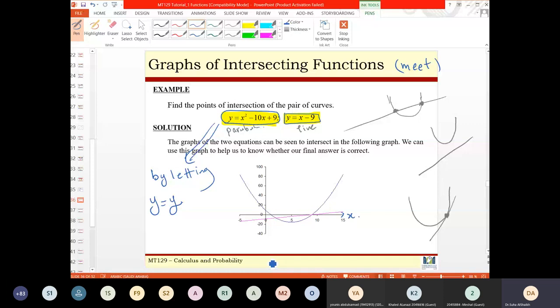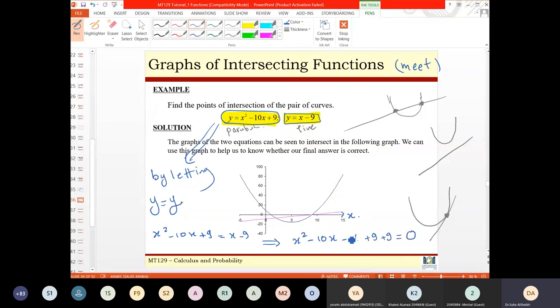But by letting y equal to y, I will let the 2 functions cut each other. Okay, we let the 2 functions meet. So this means x squared minus 10x plus 9 equals x minus 9. Now solve it. It has become an equation. Collect everything on the other hand side. This will give you x squared minus 10x minus x plus 9 equal to 0.